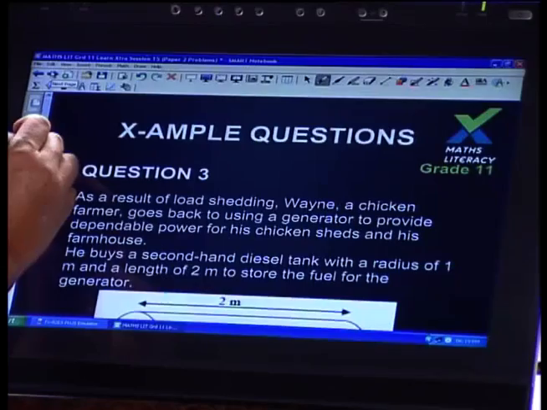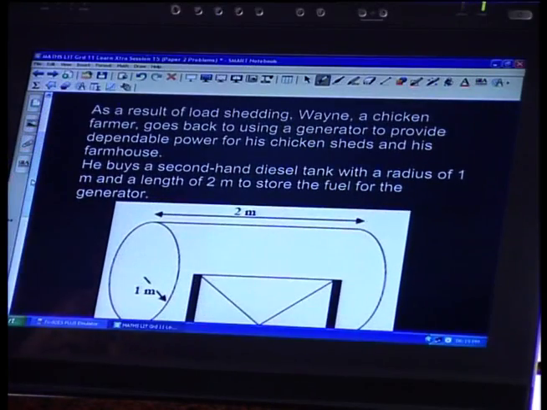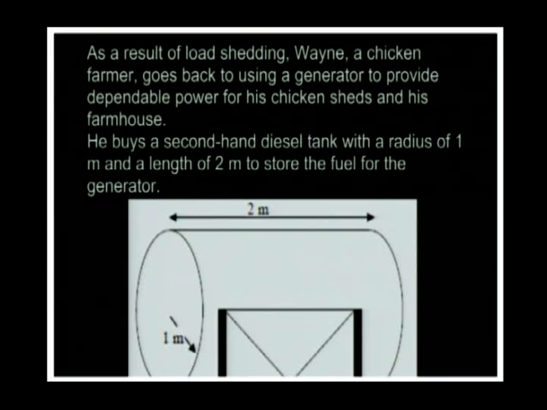Okay. Great. Time for a new question. Question 3. As a result of load shedding, Wayne, who's a chicken farmer, goes back to using a generator to provide dependable power for his chicken sheds and his farmhouse. He buys a second-hand diesel tank with a radius of 1 meter and a length of 2 meters to store the fuel for the generator.